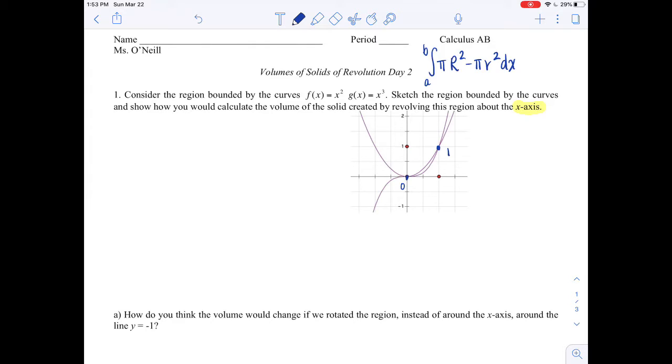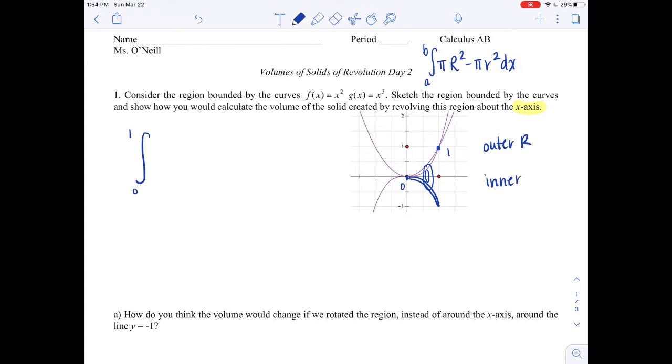Okay, so we want to be imagining that this is being revolved around the x-axis. As I mentioned in yesterday's lesson, you want to think about reflecting this figure over the x-axis and imagine these little circles or donuts that are being formed, or washers if you want to think of them like that, that you're now adding up as you go through your region from 0 to 1. So your integral is going to definitely go from 0 to 1.